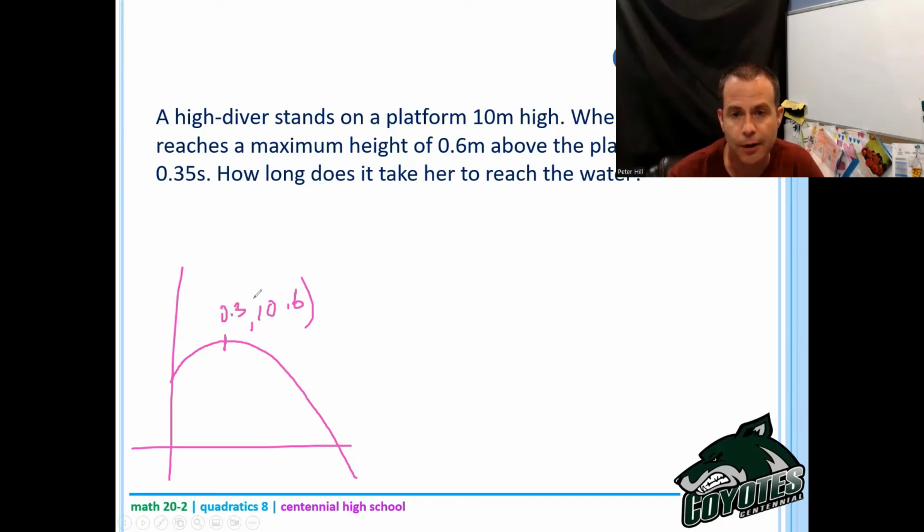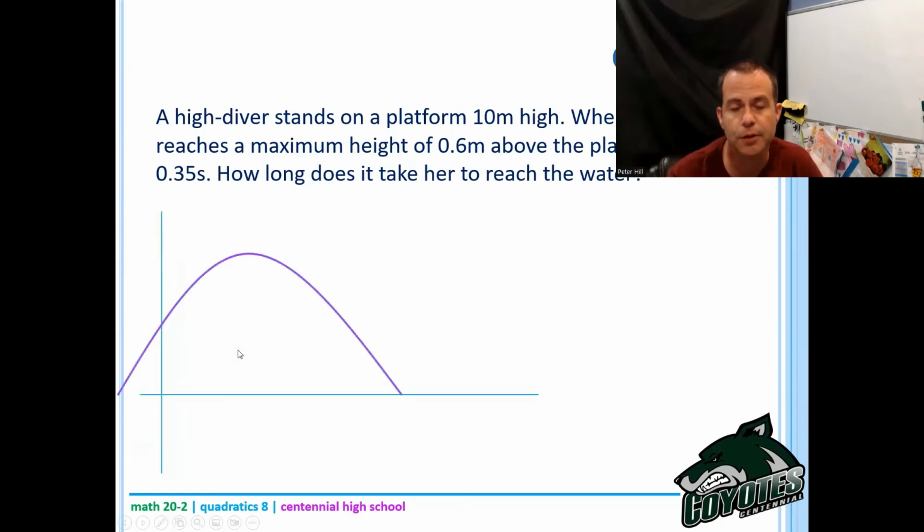My writing is pretty messy, so let me clear that and I'll put a computer generated version of the same thing there for you. So here's my picture, and those are the points that I know. This is enough to build my equation.